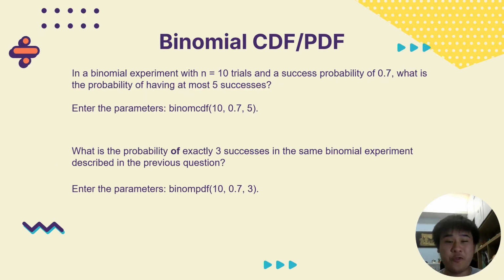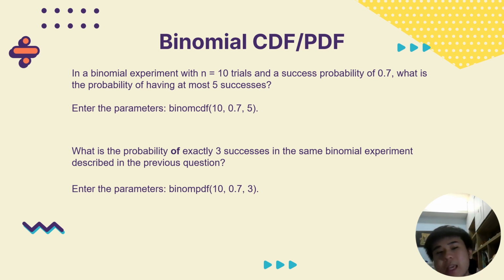So for binomial CDF, here's the difference. Let's recall again: what's the difference between binomial and normal? Binomial has a finite number of events, whereas normal has an infinite number of events. Let's look at the question here. In a binomial event with n equals 10 trials and success probability of 0.7, what is the probability of having at most 5 successes? Do you see the keyword? At most. That's the key. That's when you want to use binomial and use CDF. It says at most. It's not a single value. At most 5 successes.